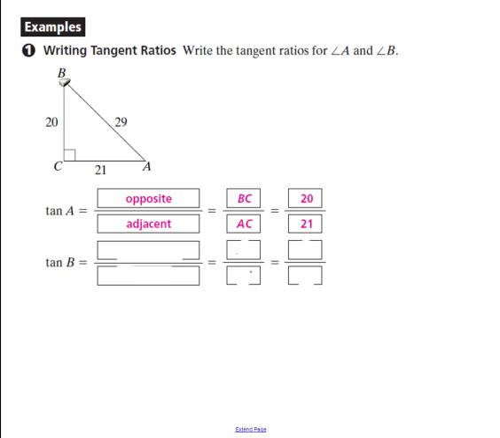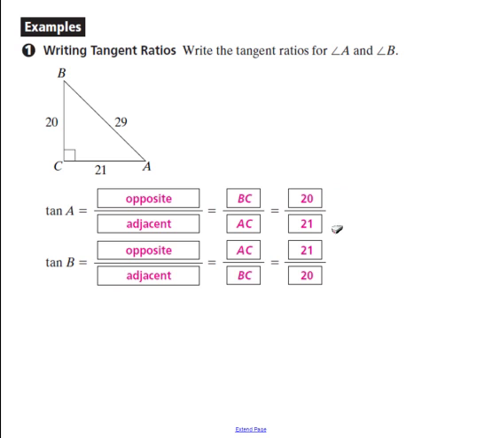For B, it's going to be different, right? If we look at this angle up here, the opposite is now AC, which is 21, and the adjacent is BC, or 20. So if you notice, when you're looking at a right triangle and you're looking at the two different non-right angles, their tangents are actually reciprocals of each other, because the opposite side to A is actually the adjacent side to B, and the opposite side to B is the adjacent side to A.